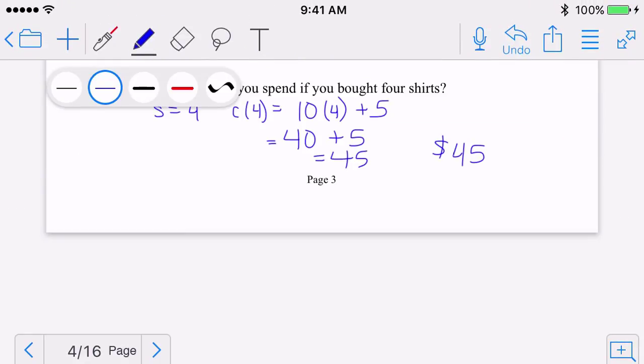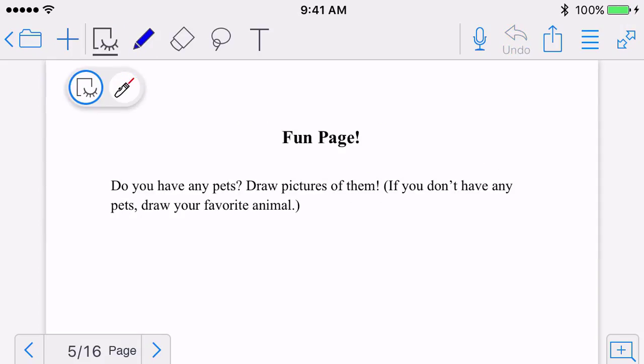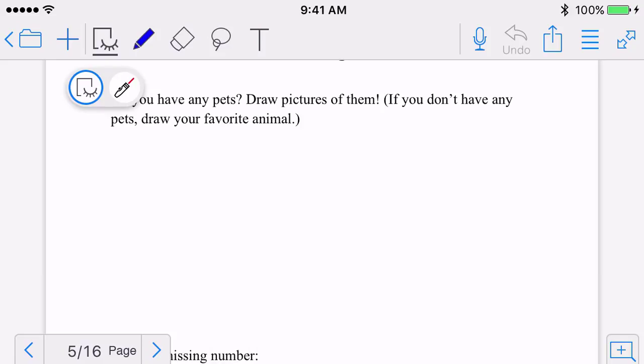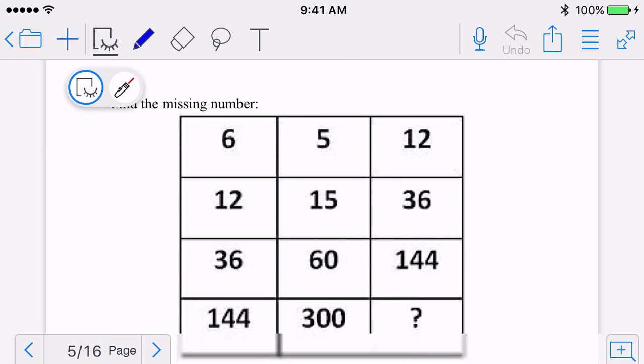All right. And then if you take a look over to your next page, you have a fun little page to work on. So go ahead and fill in. If you have any pets, draw some pictures of them. If you don't have any pets, pick a favorite animal of yours and go ahead and draw that guy. I know we've got some artists in the room, so take it away.